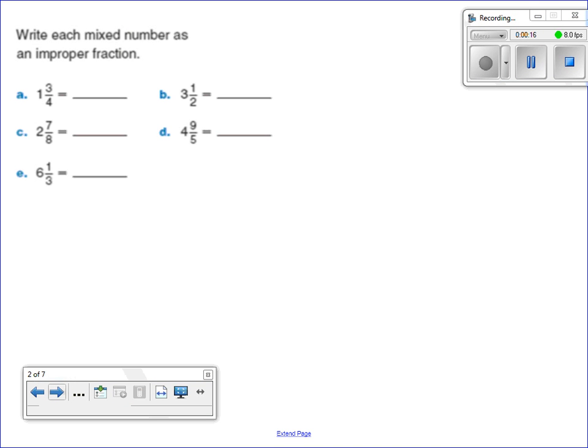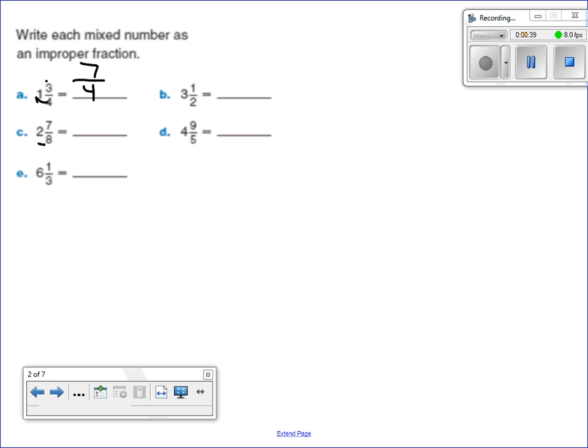Write each mixed number as an improper fraction. And right now I want you to find some scratch paper, go ahead and press pause, find some scratch paper within your house, and I want you to try and convert all of these fractions into improper fractions. I'm going to go ahead and show my work. I'm going to go 4 times 1 is 4 plus 3 is 7. So it's 7 over 4.